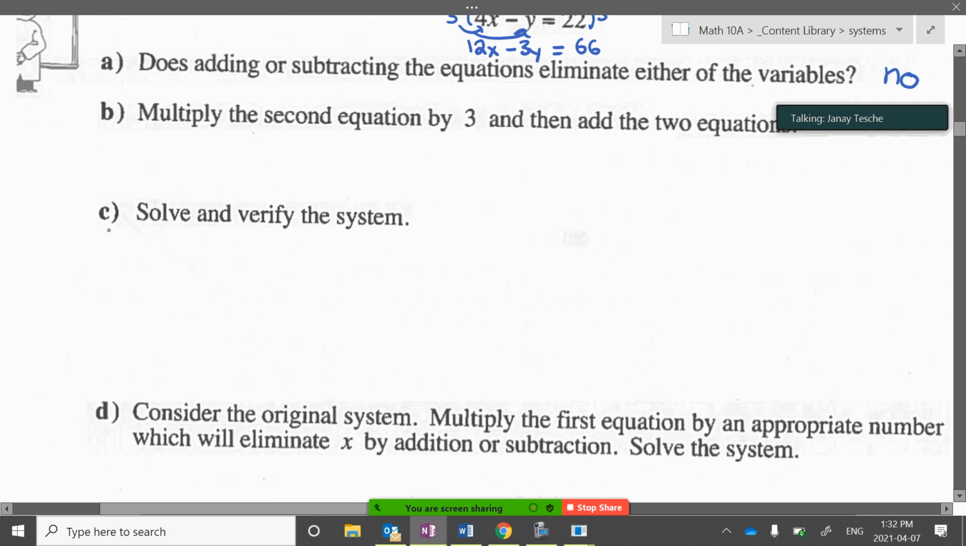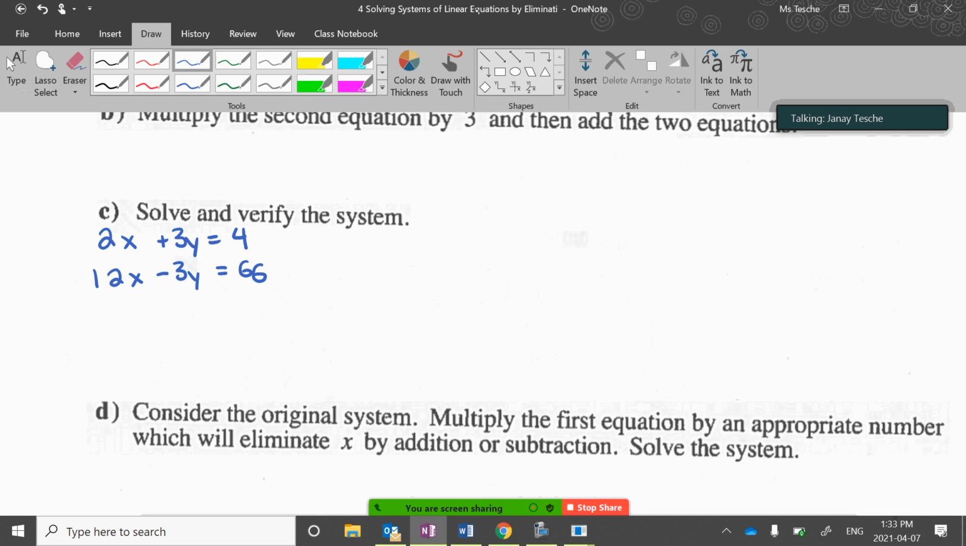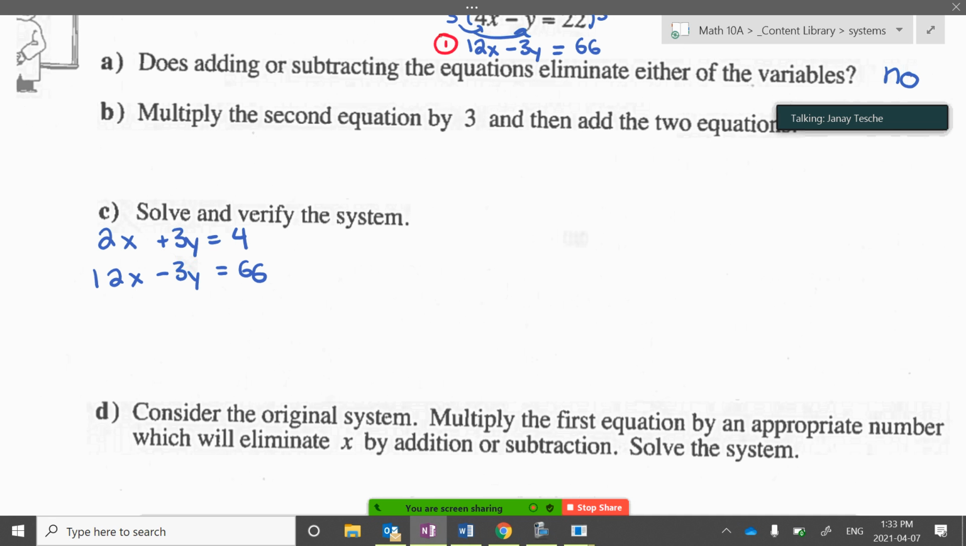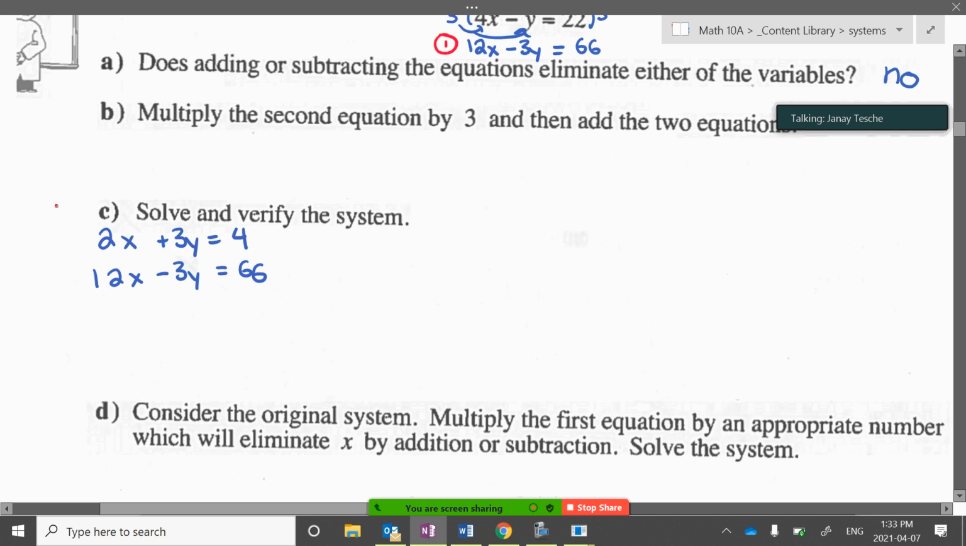So now my 2 equations, I'm going to just do this in the C spot. My first equation was 2x plus 3y equals 4. My new and improved second equation is 12x minus 3y equals 66. Going back to the 4 steps that were on the first page, doing this is step 1. Now I have 3 y's on both, so now they can cancel out. Do I want to add or subtract? Add, because it's a minus 3y.